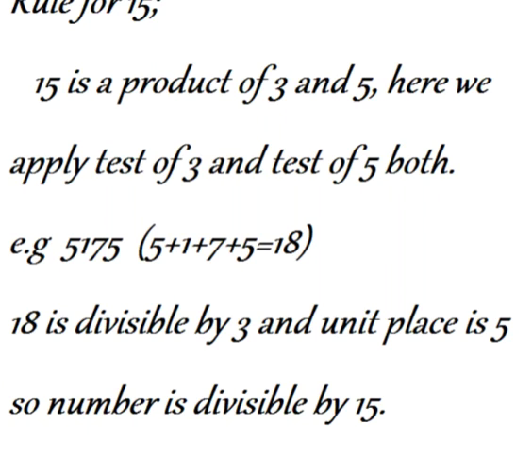For example, 5175 is a number. The sum of digits is 5 plus 1 plus 7 plus 5, which is equal to 18, and 18 is exactly divisible by 3, and the last digit of the number is 5, so the number is also divisible by 5. 5175 is divisible by 3 and 5, so the number is divisible by 15.